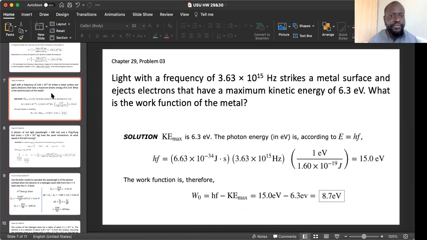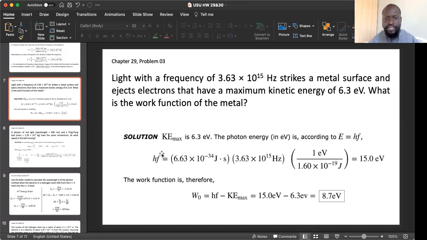Chapter 29, problem 03 says, light with a frequency of 3.63 times 10 to the 15 hertz strikes a metal surface and ejects electrons that have a maximum kinetic energy of 6.3 electron volts. What is the work function of the metal? So work function is hf, like we said, so just h times f.